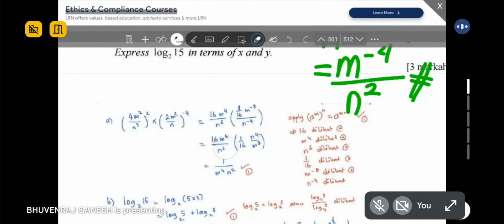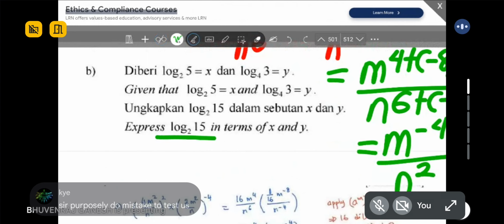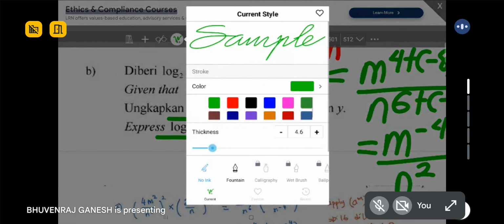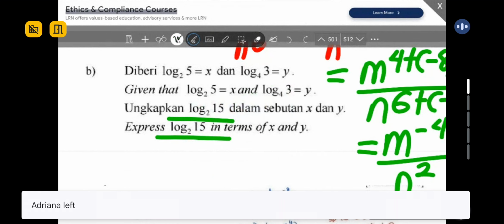Any problem? Senang kan? Very straightforward. Okay, come to your log. Okay, so now they ask you to ungkapkan, express. No. This one is genuine. I genuinely made the mistake, not on purpose. Okay, I really made the mistake.